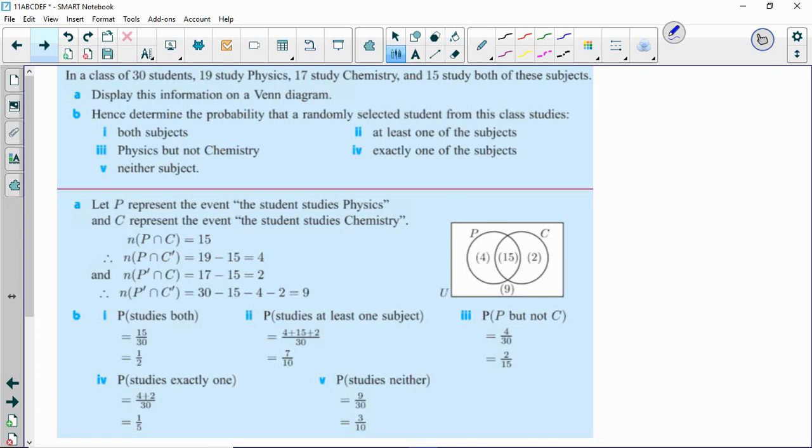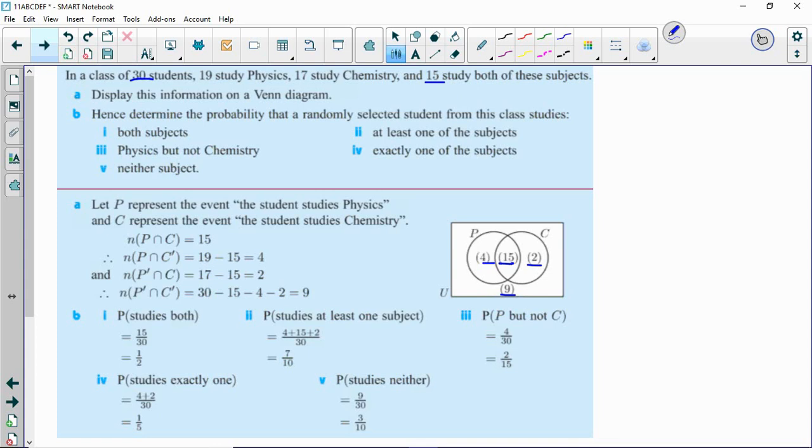Again, we start on the inside, so we know 15 study both. So that's how we get that there. We're told that 17 study chemistry in total, so that's going to be 15 plus 2. And likewise for physics, that'll be 15 plus 4 to get 19. There's 30 in total, so we add up those 3 numbers that are just underlined, and we realize that there's 9 left over who don't study any of those things. And once we have them listed out, then we can calculate the probabilities pretty quickly.